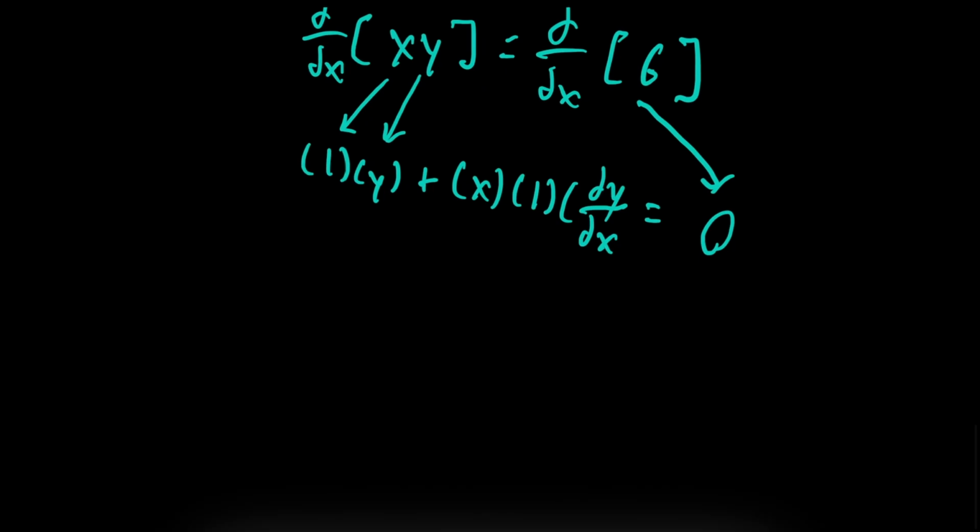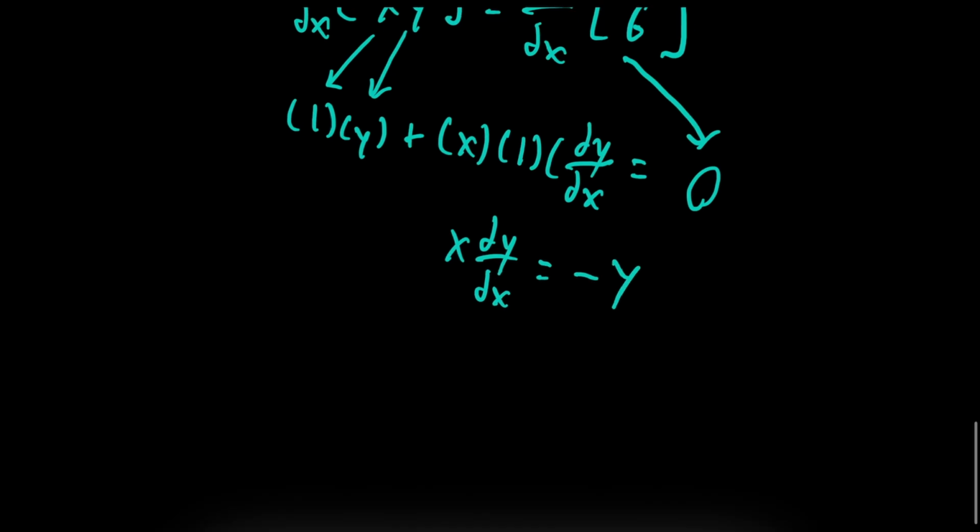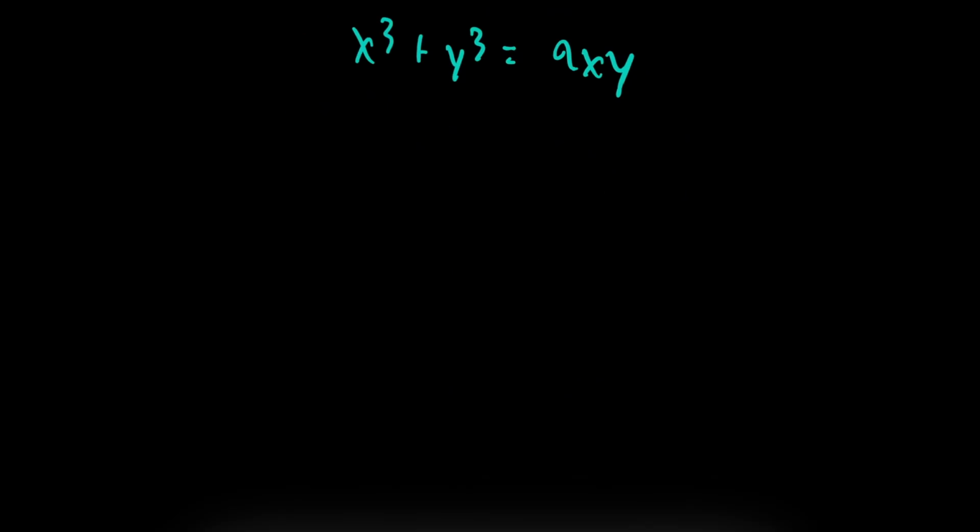And now we isolate for dy dx. So x dy dx is going to be equal to negative y. We subtract 1y from both sides, and we divide by x to get dy dx is equal to negative y over x. Notice how both examples give us a slope that depends on both x and y. That's pretty typical in implicit differentiation.